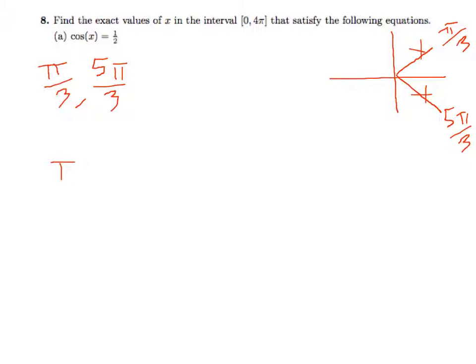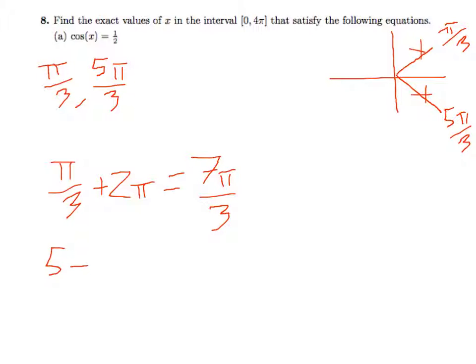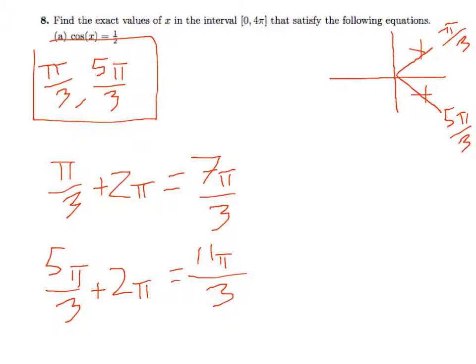So we need to add an additional 2 pi to each of these answers we found already. So pi over 3 plus 2 pi will give us 7 pi over 3. And then finally 5 pi over 3 plus 2 pi will give us 11 pi over 3. So, boxing our answers, we have 4 different answers. We found the values where cosine is 1/2 in the bound of 0 to 4 pi, so that'd be 2 rotations around our unit circle.